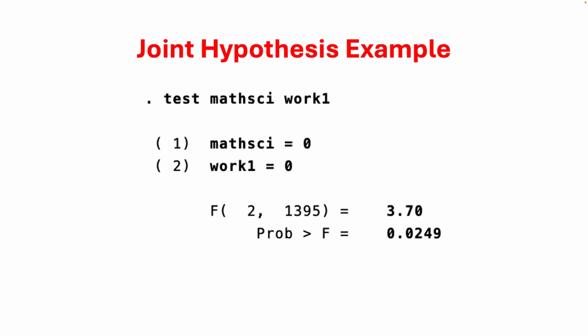So if I run this test in Stata, the simple command is you run the unrestricted model, so that included all 5 variables. You then use this test command for the restrictions you want to test the joint significance of. So here that was the added variables of these math science credits and whether or not they worked. This is what gave me that test statistic of 3.7 and the corresponding p-value of 0.0249. But once we have that p-value, the rejection decision is exactly what we were doing before. Okay.